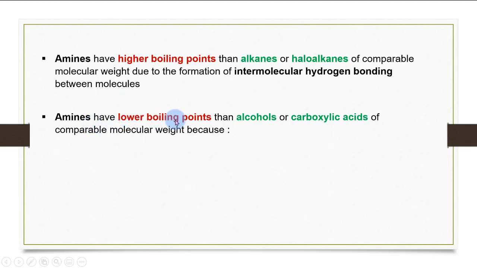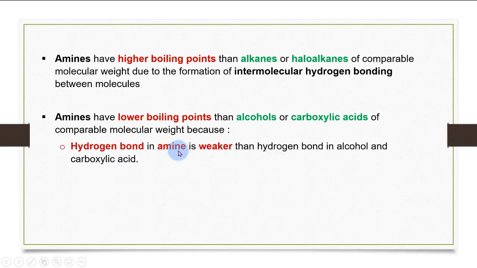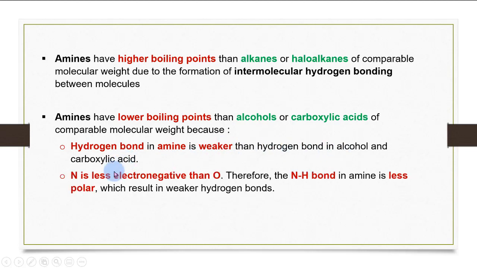But they will have a lower boiling point compared to alcohols and carboxylic acids. This is because the hydrogen bond in amines is usually weaker compared to the one in alcohols and carboxylic acids. The main reason is nitrogen is less electronegative than oxygen, and therefore it results in weaker hydrogen bonds in amines. The N-H bond is less polar, resulting in weaker hydrogen bonds. So this one refers to the amines.